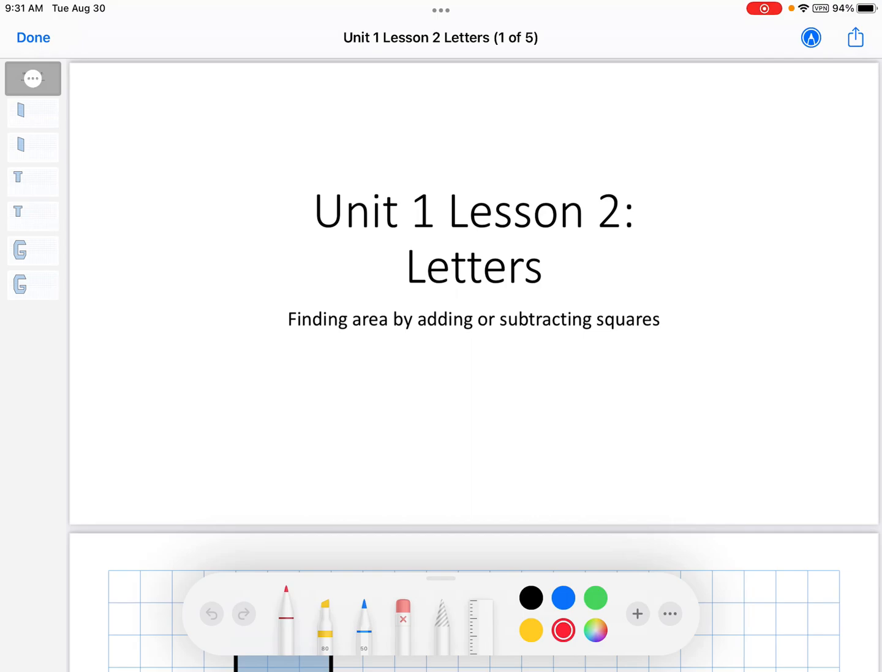Hopefully you're understanding things as they go, but if you had some trouble with the letters lesson, Unit 1, Lesson 2, here's a video that might help you. Essentially, there are two different skills that the lesson is trying to get you to understand. One is you can find area by adding shapes to the outside of a shape, and two is by cutting the shape into pieces. So let's go through one at a time.